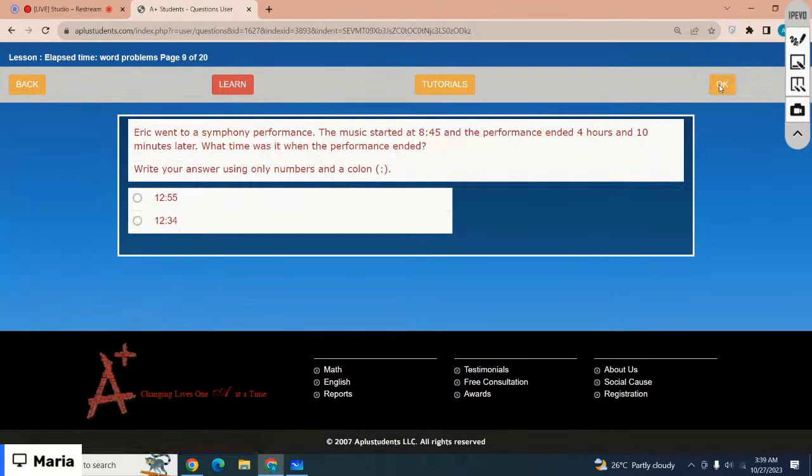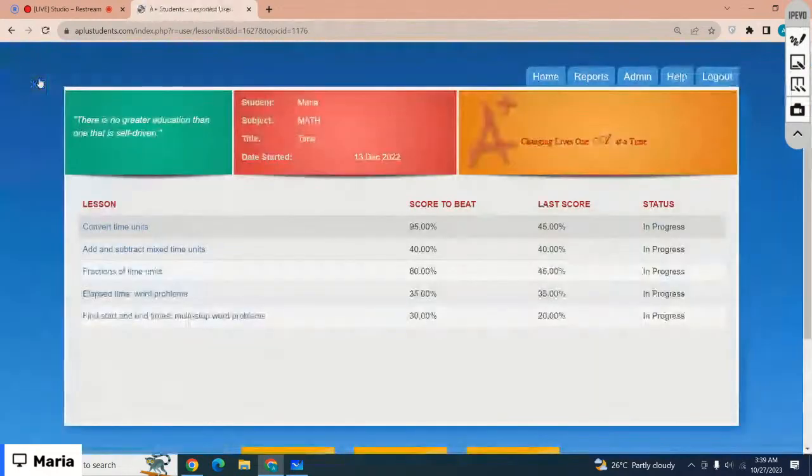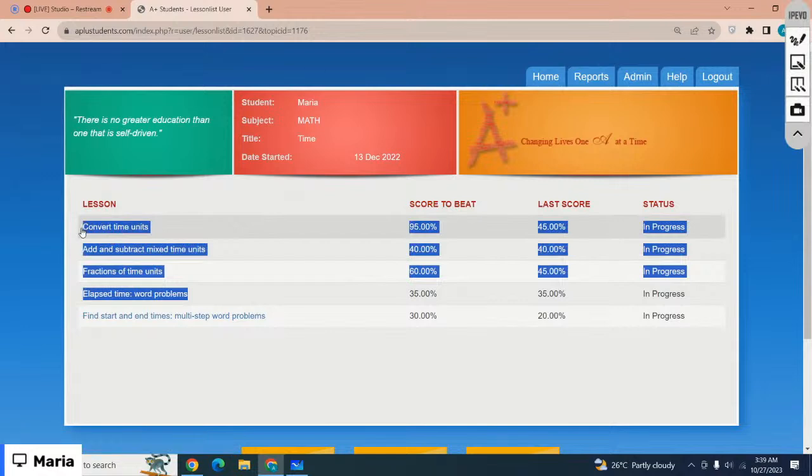Okay, you can complete the lesson by yourself later today. So please make sure before the next session you complete all the practice questions for the lessons we did today. We are working on grade 4 math. The chapter we're working on is time. The lessons we have covered today are convert time units, add and subtract mixed time units, fractions of time units, and elapsed time word problems, right? That is your homework until the next session.